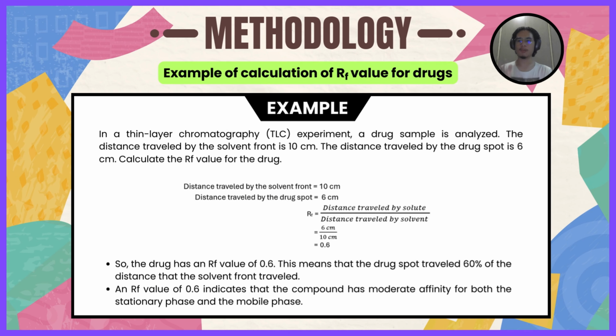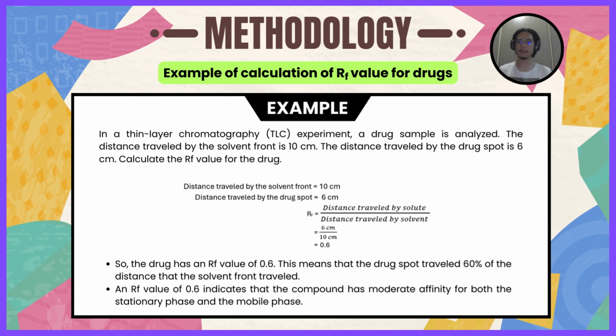So here's one example of how questions about calculating the Rf value could be asked during the test. It says here that the distance traveled by the solvent front is 10 centimeters, while the drug spot is 6 centimeters. Based on the formula that I have shown you, we can substitute the values we obtained into the formula. Then we get the answer to this question, which is 0.6.